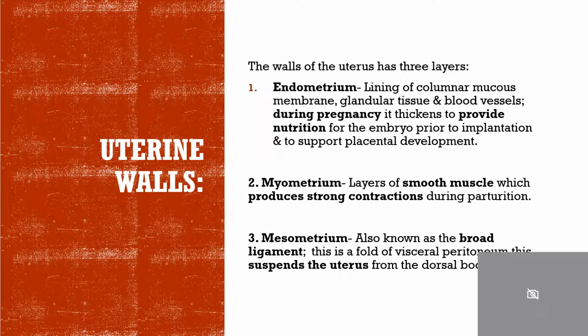Uterine walls. The walls of the uterus have three layers: the endometrium, which is the lining of columnar mucous membrane, glandular tissue and blood vessels. During pregnancy it thickens to provide nutrition for the embryo prior to implantation and to support placental development. The myometrium. These are layers of smooth muscle which produce strong contractions during parturition. And the mesometrium, also known as the broad ligament, and this is a fold of visceral peritoneum, and this suspends the uterus from the dorsal body wall.